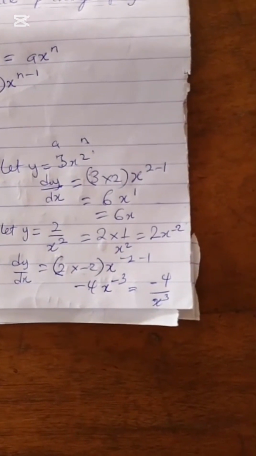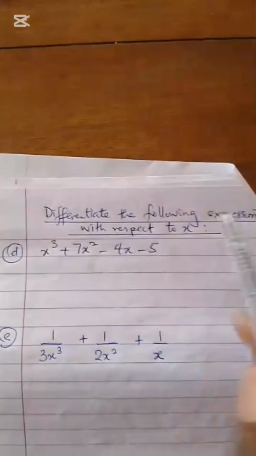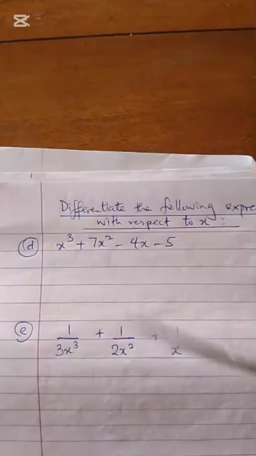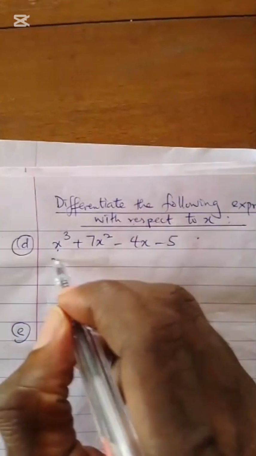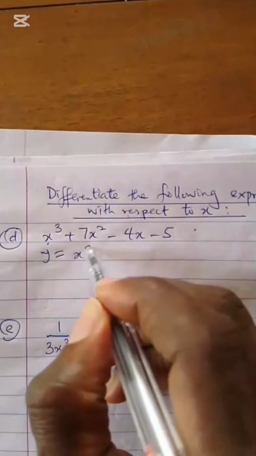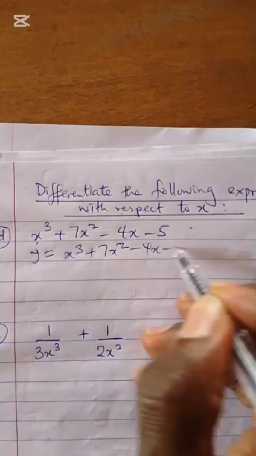All right, same thing. So let's look at this one. We're told to differentiate the following expressions with respect to x. So let's look at question D. We're told to differentiate this. So we can just say let y be this: x cubed plus 7x squared minus 4x minus 5.